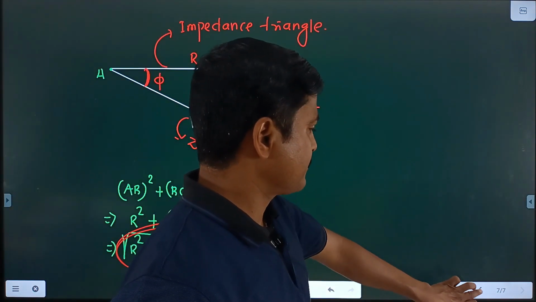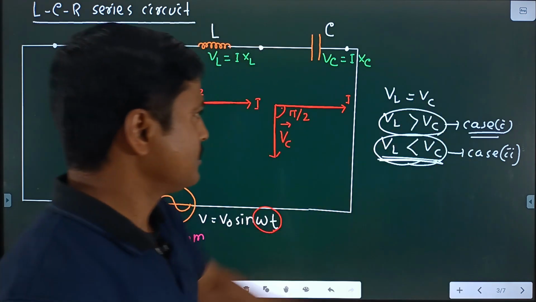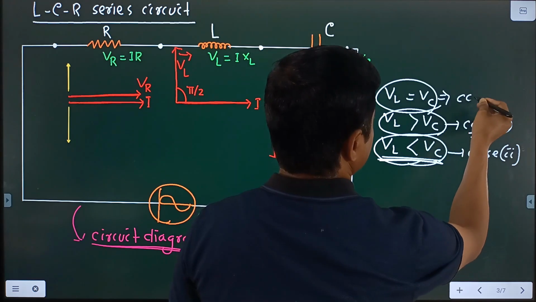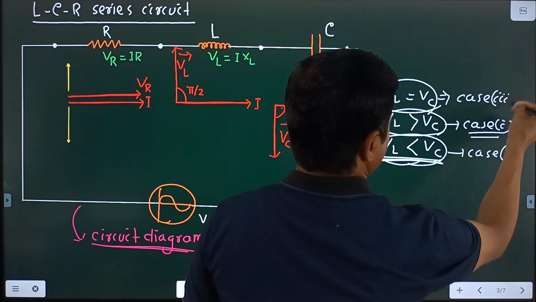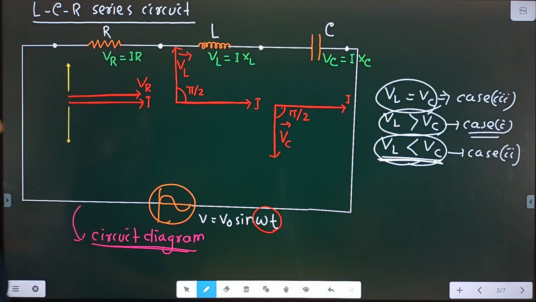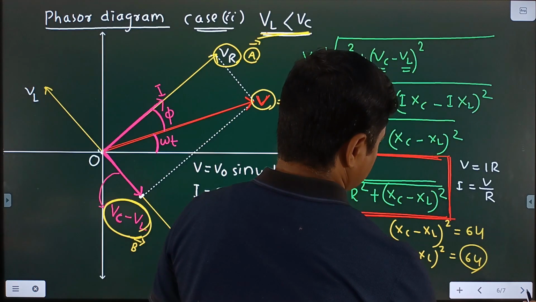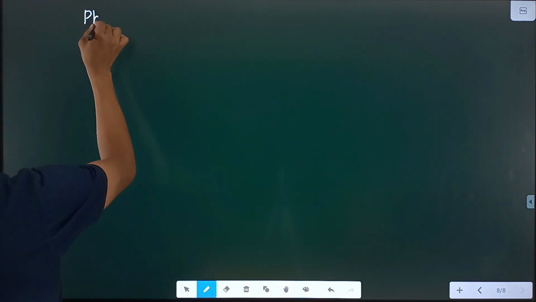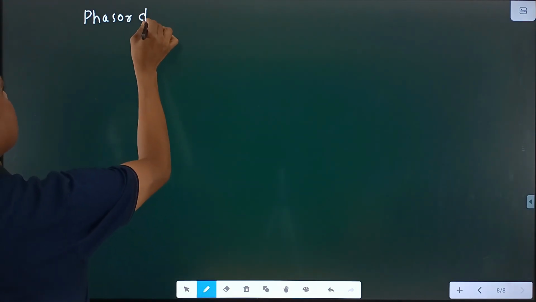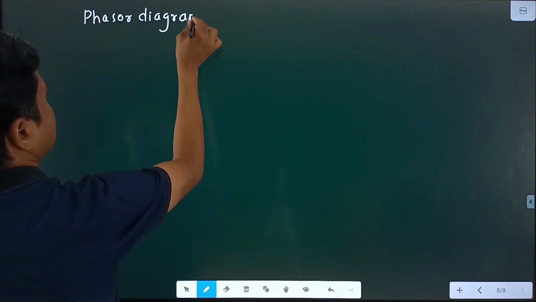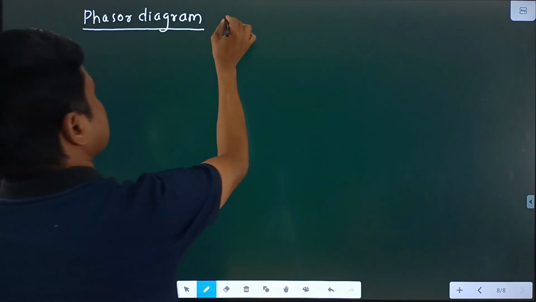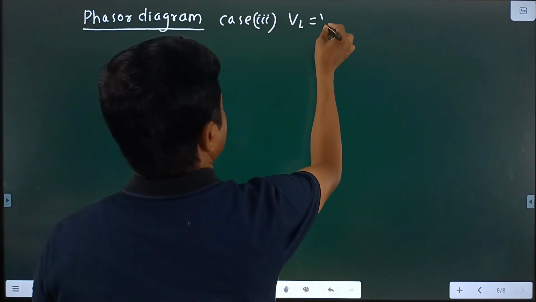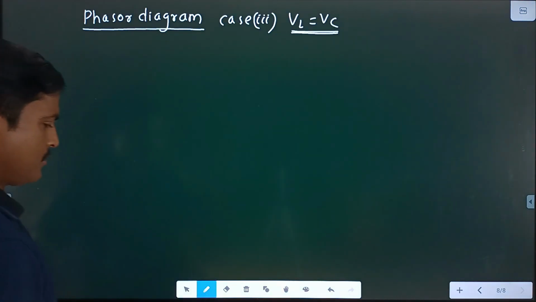And the next case, the third case: VL is equal to VC. We write that is case third. Here also we draw the phasor diagram. VL is equal to VC, both are same. What is the condition? Condition that is VL is equal to VC. Clear? And same thing.